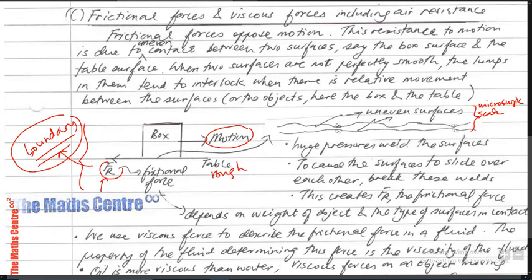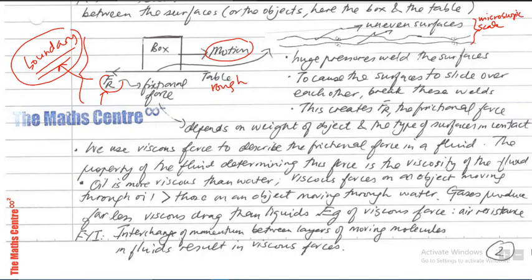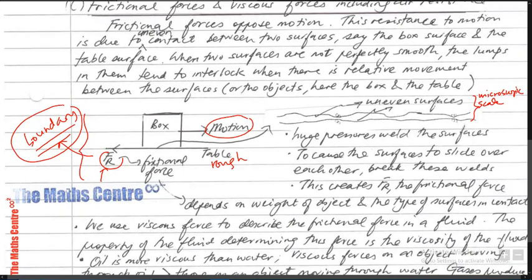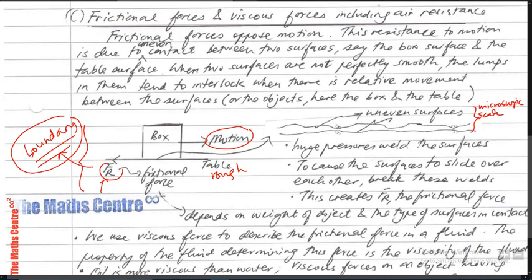The other thing is frictional forces oppose motion. So notice the direction. This is to the left. Motion is to the right. Good. Now I said the table is rough here, so that we have the presence of a frictional force.